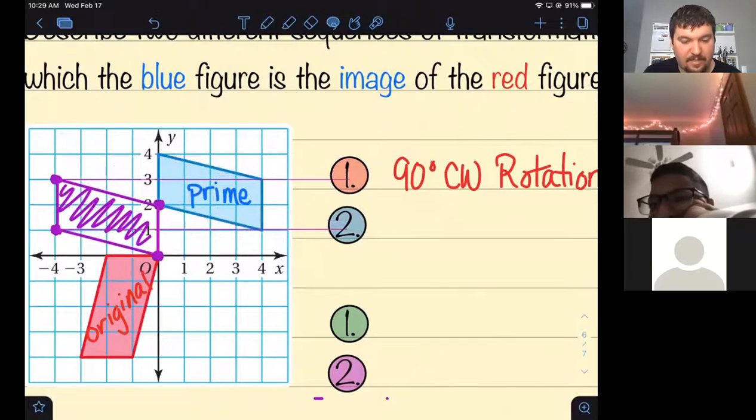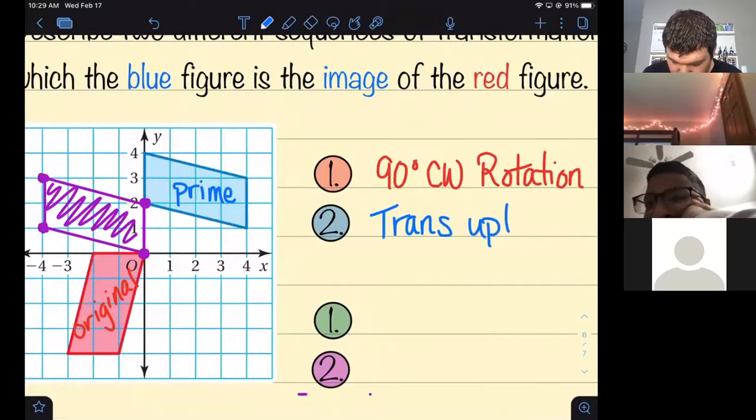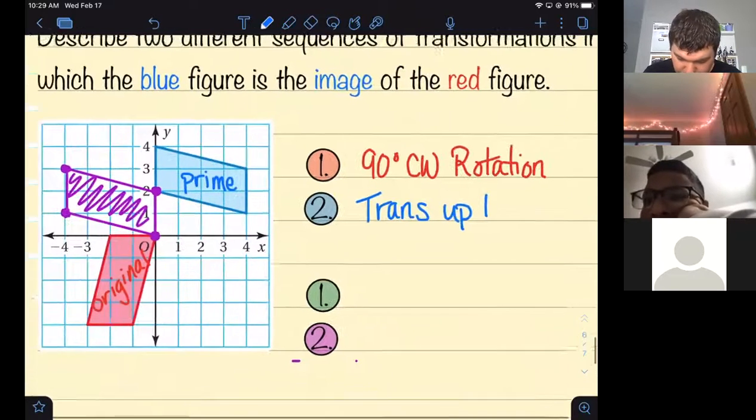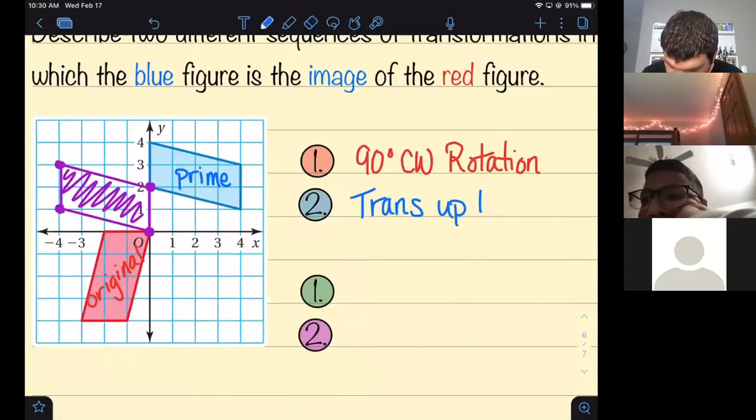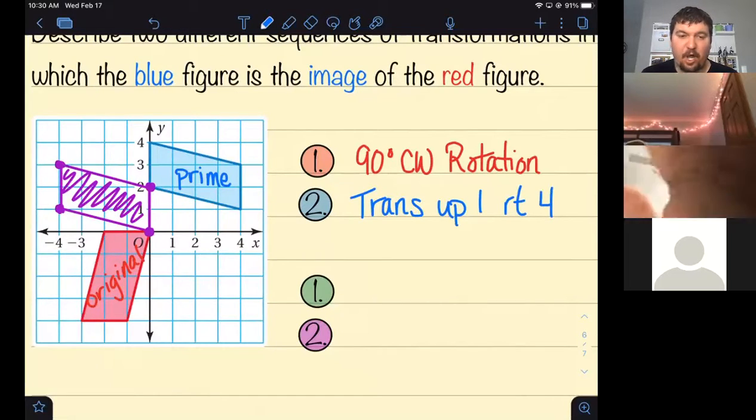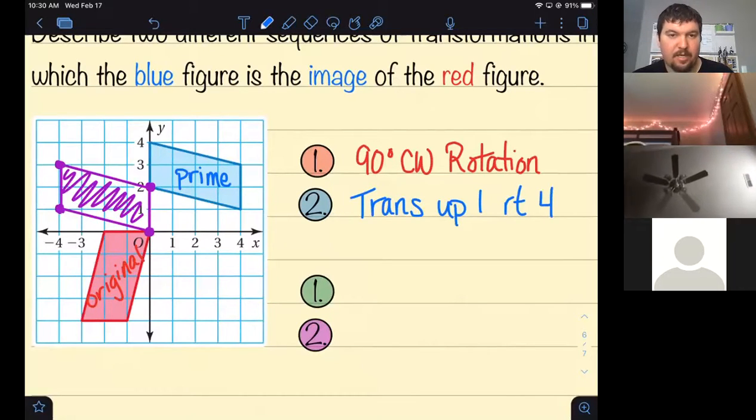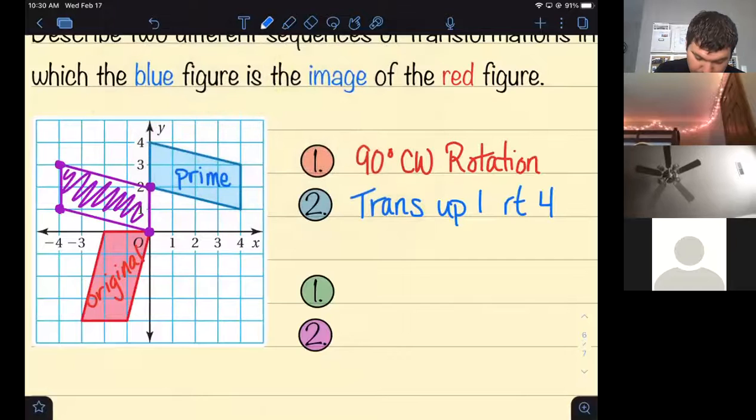Right? Okay, so I'm going to write that down. Translate, or trans if I want to abbreviate it. We did up 1. And then you said over 4. What direction was that, Claire? Right. Right 4. All right. So that's one sequence of transformations, and it obviously works. And it definitely helps to draw in the in-between image, the single prime image. The blue one is technically the double prime image, because it means there's been 2 transformations.